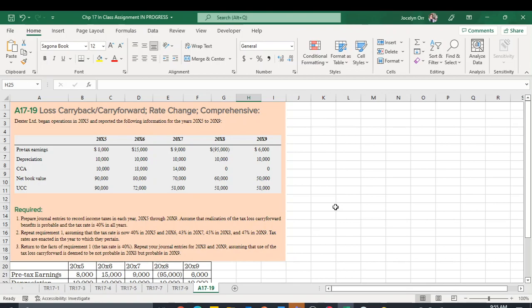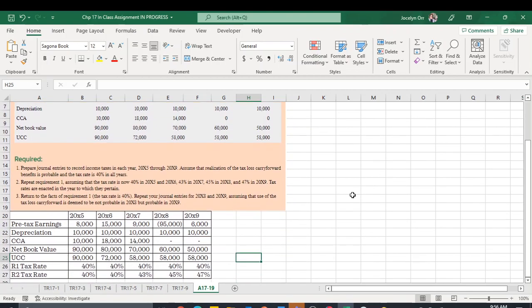We then need to repeat requirement 1, assuming that the tax rate is now 40% in 20X5 and 6 and 43% in 20X7, 8 and 8, 47% in 20X9. Then we are going to return to the facts of requirement 1, where our tax rate is 40%, and we're going to repeat the journal entries for 20X8 and 9, assuming that use of the tax loss carried forward is deemed to be not probable in 20X8, but is probable in 20X9. So what we're going to do here is probably requirements 1 and 3 all together, and then we will look at requirement 2 after that.